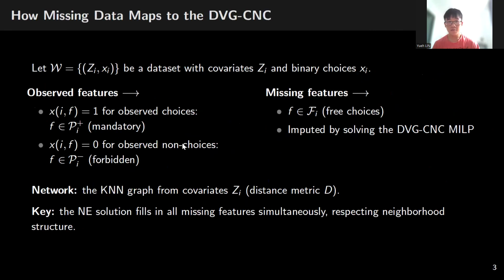As I established before, how can we build the data? How can we build a network? In fact, each instance that is known will be part of the prerequisite, because you cannot choose that. It's known. You have nothing to impute there. So x equals 1 for mandatory, and x equals 0 becomes forbidden. What is interesting are those missing features. We'll treat them as free choices, and they will be imputed by solving the mixed integer linear programming of our voting game model.